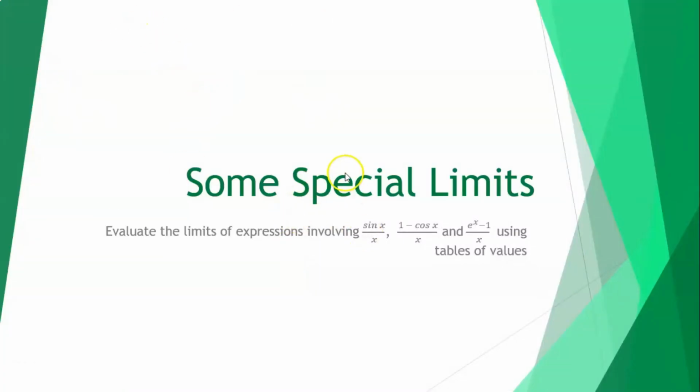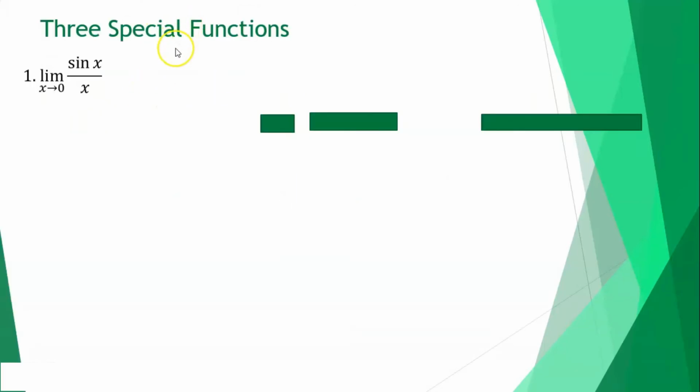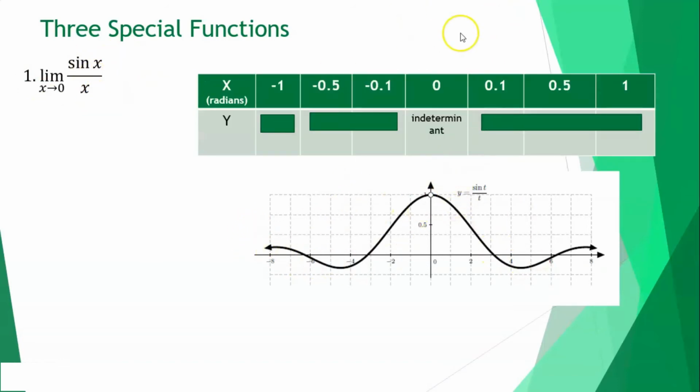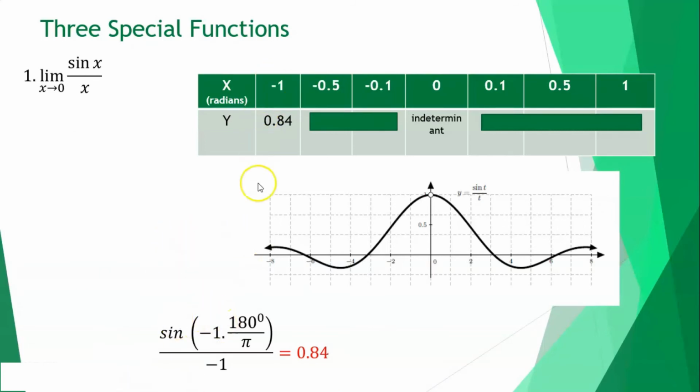Okay, let's have this one, some special limits. Now, the first special limit is the limit of sine x over x as x approaches 0. Now, graphing this sine x over x, we will get this graph. Making use of the table of values, if we substitute x with 0, that would become indeterminate. If we substitute x by negative 1, we will get 0.84. So how is this obtained? Take note the values for x here are in radians. So that would be sine of negative 1 times 180 degrees over pi, divided by negative 1, we will get 0.84.